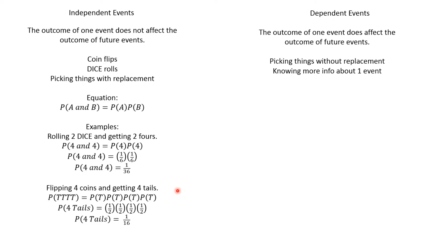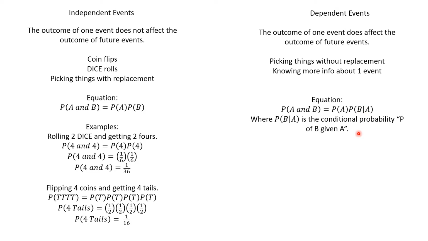But first, let's look at the equation. The equation is going to be very similar to the independent equation, except we have this funny thing. So the probability of A and B is the probability of A times the probability of B with a slash and then an A. And what that is, it's called a conditional probability. This is the probability of B given that A has already happened. So that's where you change the probability of the deck, the probability of the bag of cards, things like that. So we know that A has happened. Now what's the probability of event B happening?